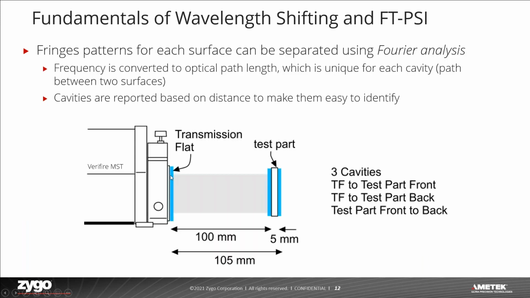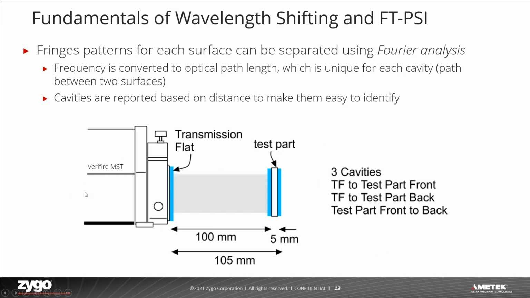So how is this actually working? The fringe patterns for each surface can be separated using a Fourier analysis. The frequency that we just saw is converted to optical path length, which is unique for each cavity, cavity being what we define as the path between two surfaces. Cavities are then reported based on distance to make them easy to identify.